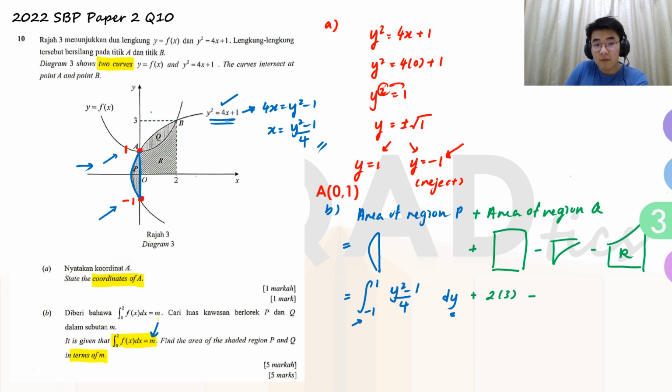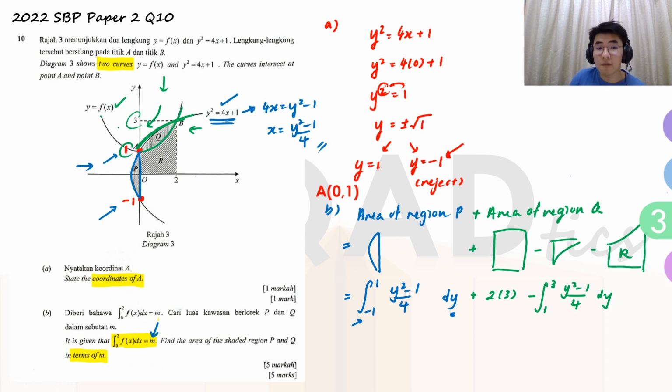To find the area of the white region is actually the same case as finding region P. Because if you look from the left side, you can see that this region is under the same curve. So we can integrate this equation again, but the limits will be different because it starts at 1 and ends at 3. And for region R, by looking down, we can see that it is the area under this y equals f of x curve.